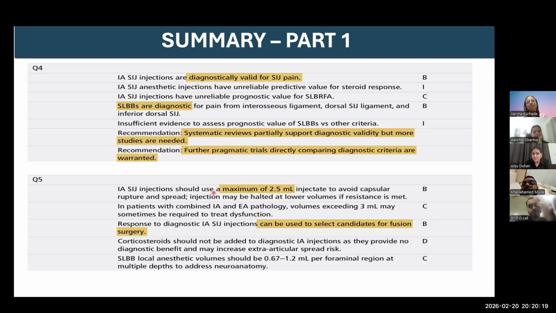Intra-articular SIJ injection should use a maximum of 2.5 ml to avoid capsular rupture, and injection can be halted even at a lower volume if resistance is met at less than 2.5 ml. Response to diagnostic intra-articular injections can be used to select candidates for fusion surgery.